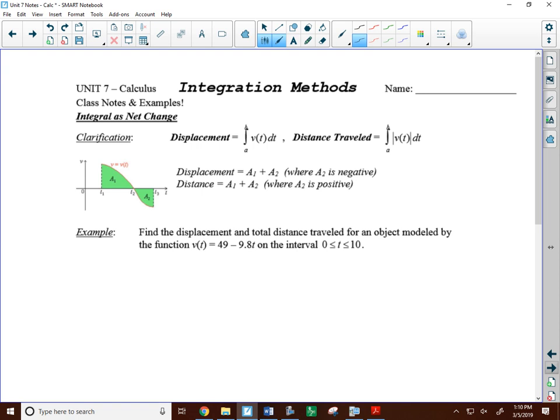So, cool. Now, the second thing I wanted to say is related to that kind of motion. It's motion with displacement and distance. So flip the page, I'm going to explain that, and we'll do two examples to finish up. This is called integral as net change.